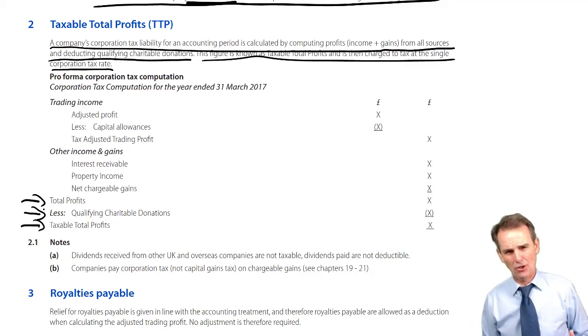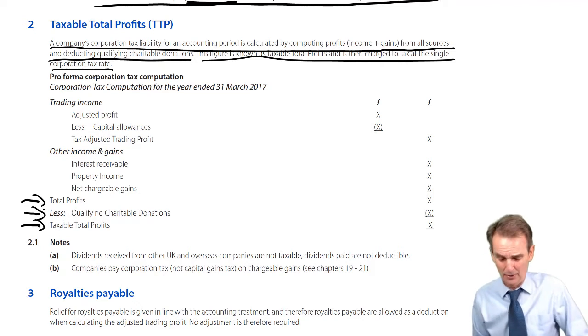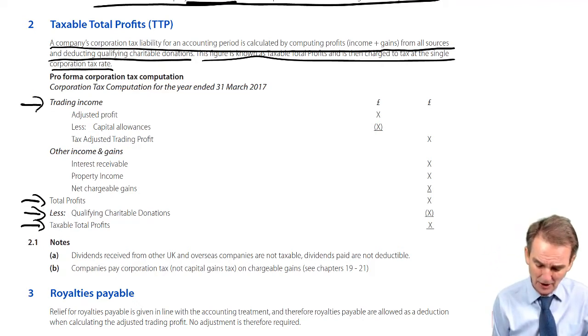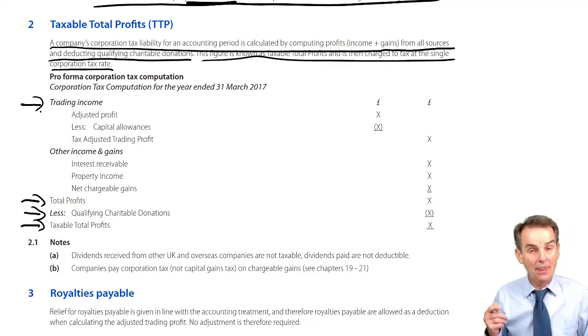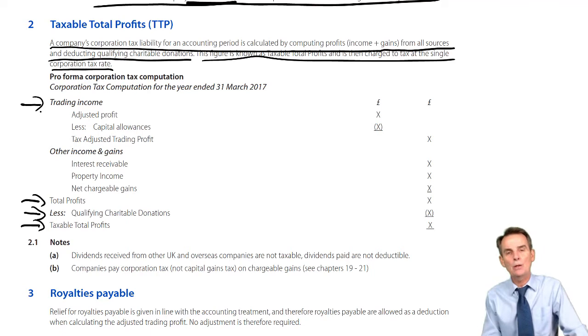Where do we think most of the company's profits will derive from? Well, I think pretty obviously, most companies will derive most, if not all, of their profits from their trading activities. So it's going to be its trading income. And this, therefore, brings back into play the areas that we looked at in Chapter 4 and Chapter 5.